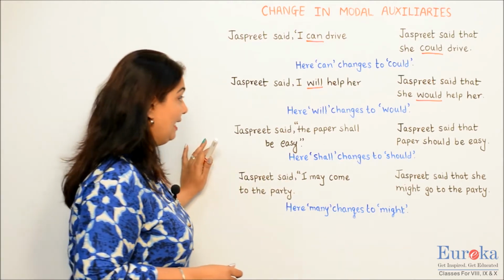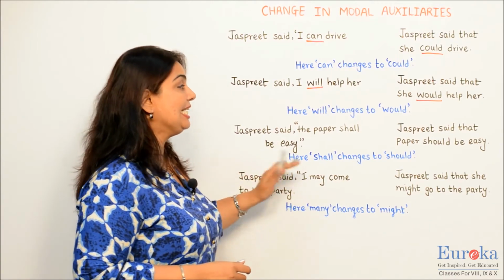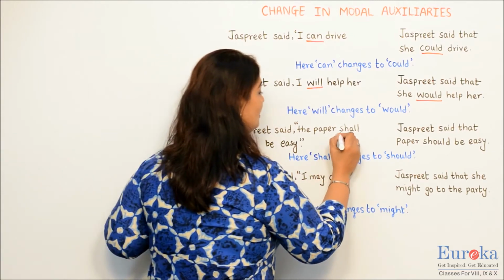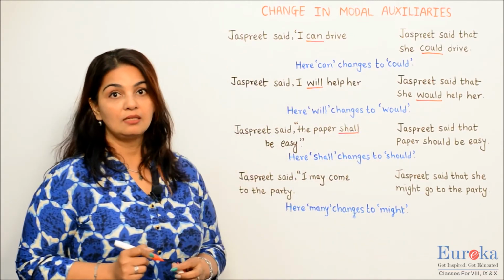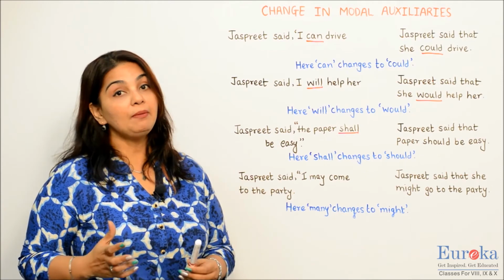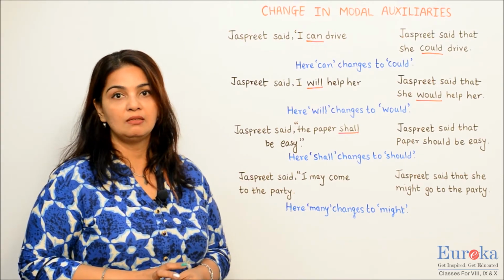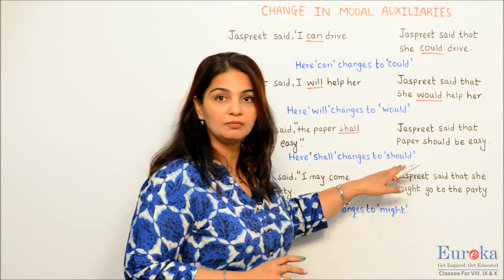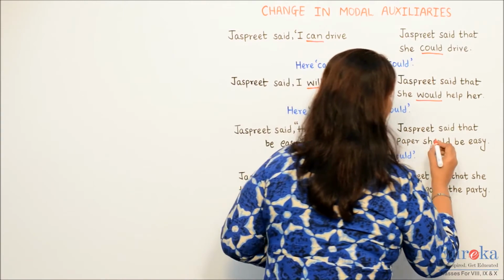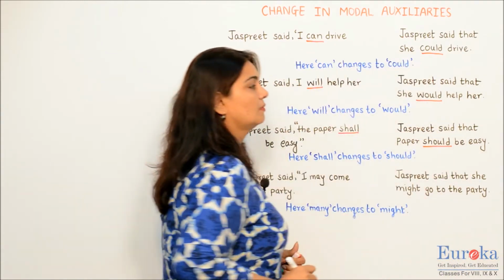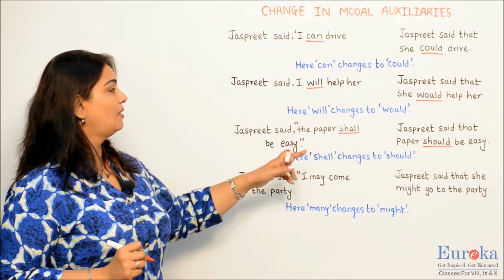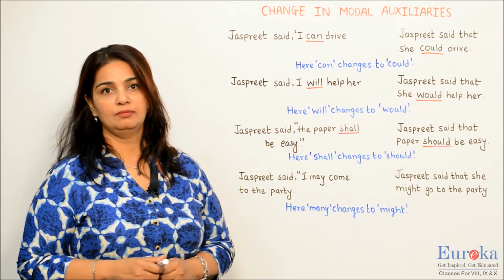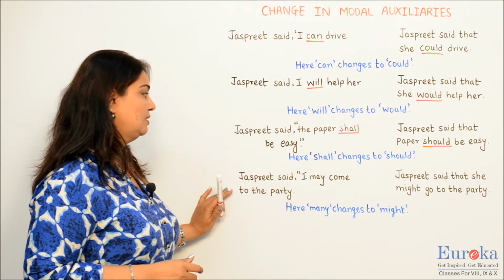Over here, Jaspreet said, the paper shall be easy. Again, the word shall, which is a modal auxiliary, tells us chances. It may be easy, it may not be easy. We are not very sure. But when shall changes to should, over here, when Jaspreet says that the paper should be easy, this is an order. Let's look at the next sentence.